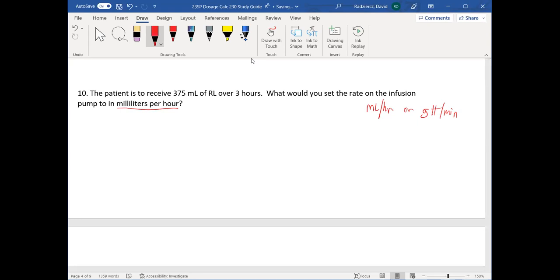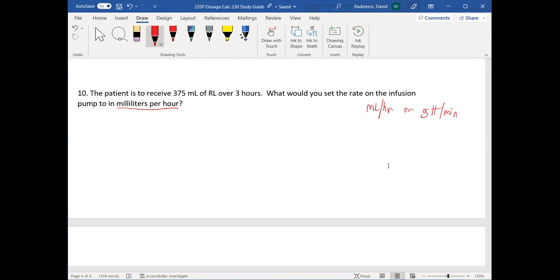You want to use the questions to look for clues for what they're looking for. If they want to know drops, drop rate, drop factor, anything drop related, they're going to say things like your drop factor is your tubing, you have a micro tubing. They're going to give you information that should tell you what type of flow rate they're looking for. But for the most part, if they just say flow rate, or sometimes drip rate, they're talking about milliliters per hour. And if they want to know drops per minute, they'll have to give you the drop factor. I'll show you examples of that as we move through this.